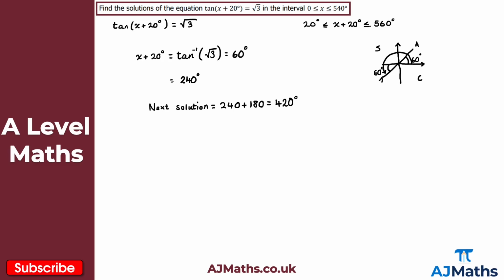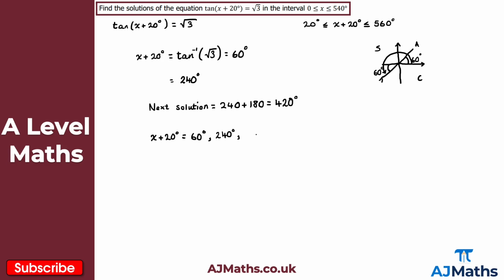Okay. So what this tells us is we have the full set of solutions for x plus 20 degrees. So x plus 20 degrees is equal to 60 degrees, and we've got 240 degrees.